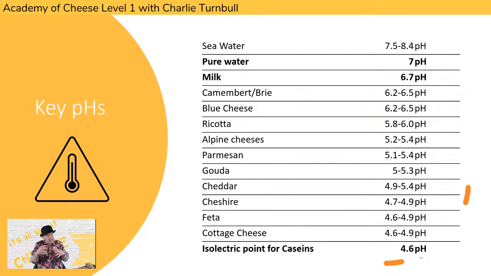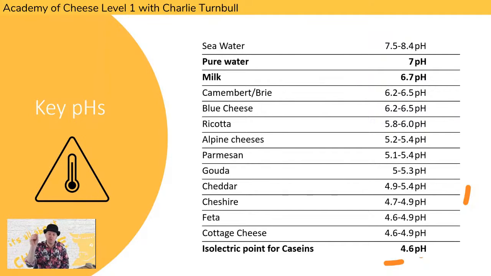Getting close, they'll begin to curdle up, but at 4.6, they'll go, oh, I don't want to swim around in my milk. I want to be at the bottom in a lump. And that means down there at 4.6, we want to take cheese making to begin with. We need to get down to that isoelectric point to start coagulation.